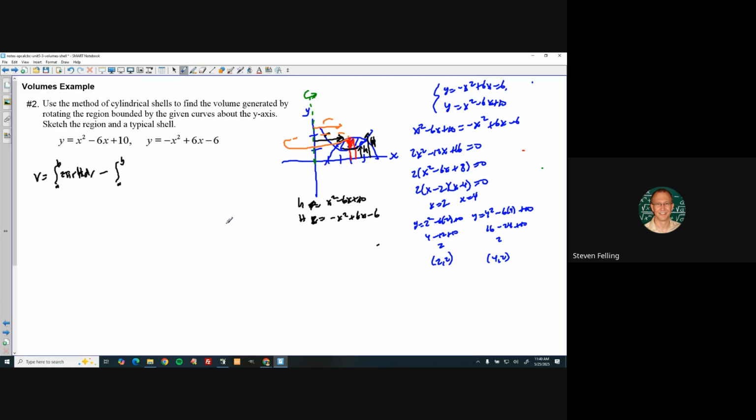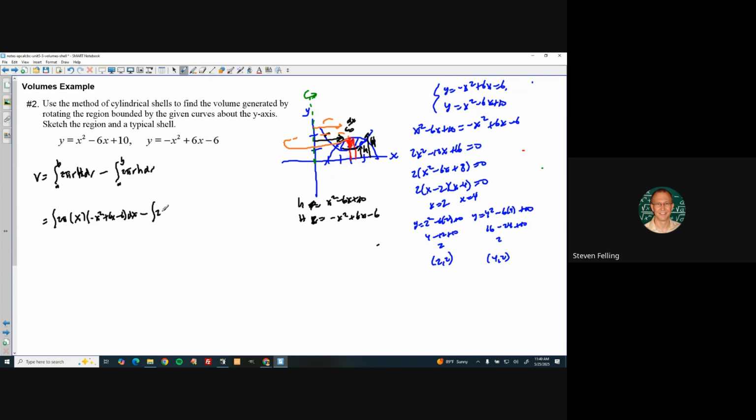All right, so then this is going to be 2 pi r little h dr. This width is in the x direction. So we're going to have an integral 2 pi. Skip the r for a second. This big H is negative x squared plus 6x minus 6 dx. And then this r is simply the x for the current rectangle we're on. So that is an x.